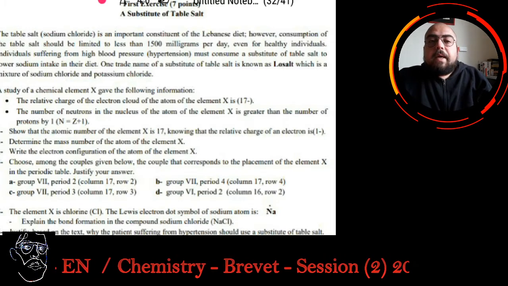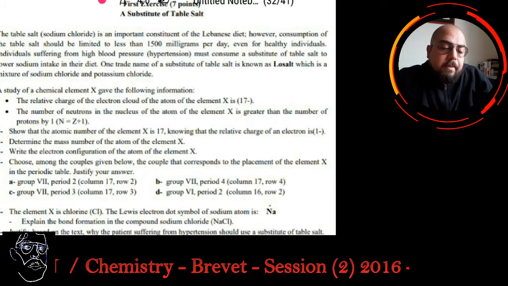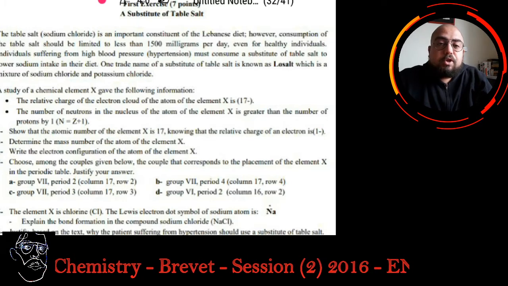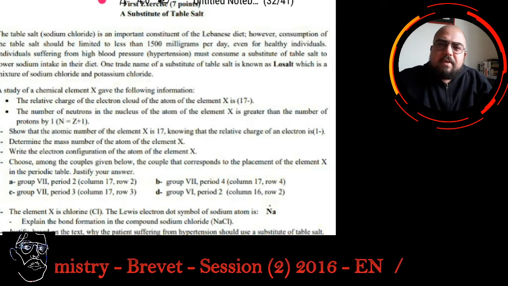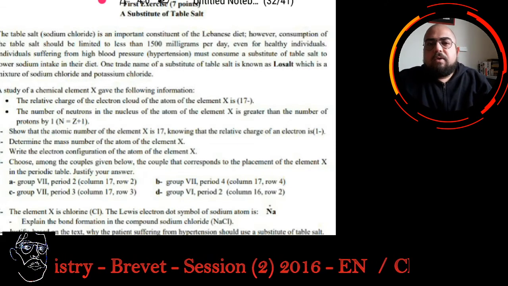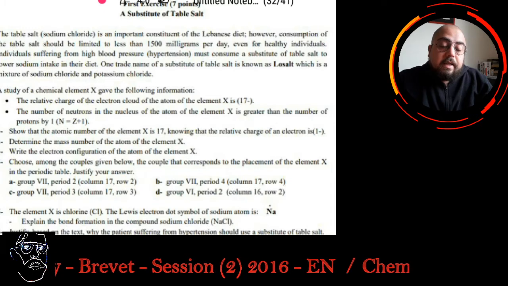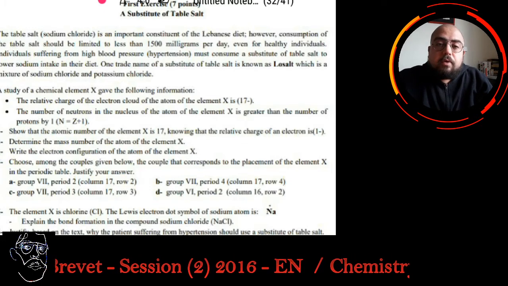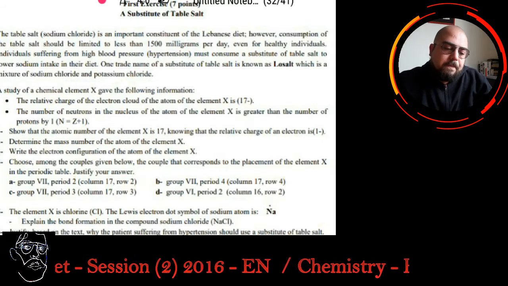So, we need to find out the atomic number. They already mentioned that the relative charge of the electron cloud is 17 minus, and each electron has a relative charge of 1 minus. So you need to have 17 electrons in the cloud of the atom. So 17 electrons, and it's a neutral atom, so the atomic number will be 17.